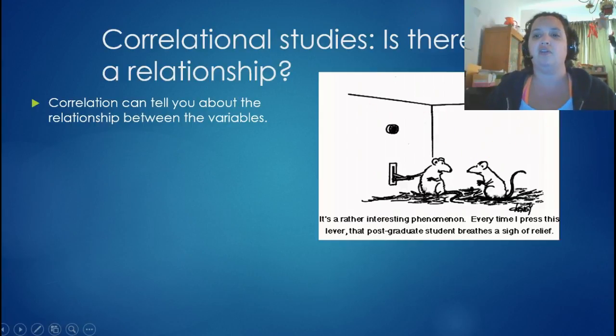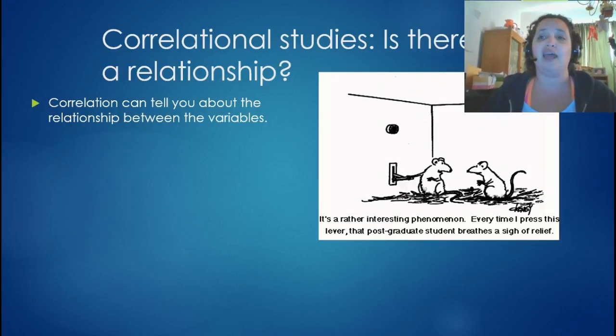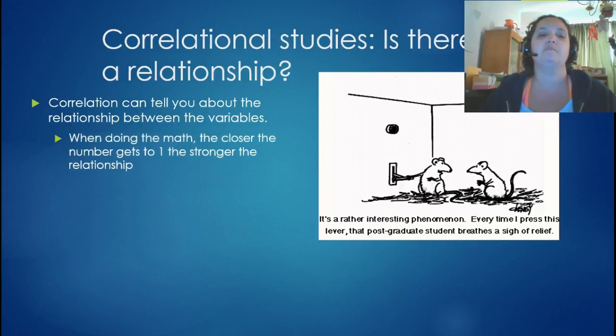Sorry, you can't really see my cartoon. I'll move myself back here for a moment. I just thought this was a funny cartoon. The rat is saying every time he presses the lever, the postgraduate student breathes a sigh of relief. What's the relationship between humans and rats? Well, in that case, it's the fact that the rats are in an experiment and the human is looking to see if the experiment is working.